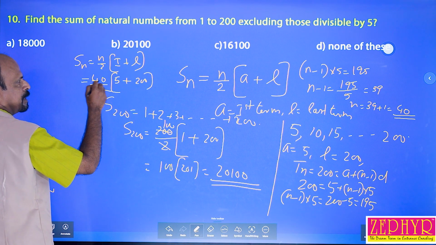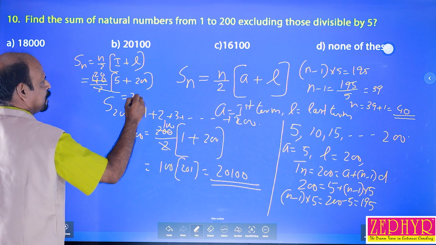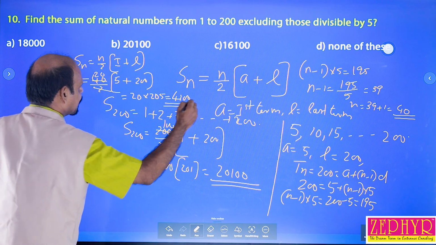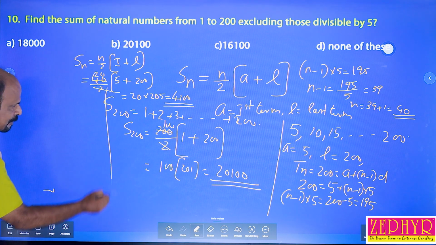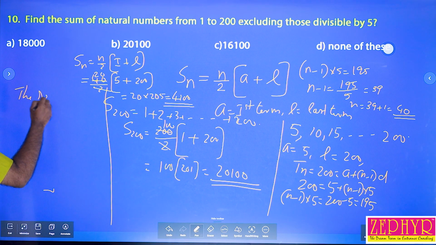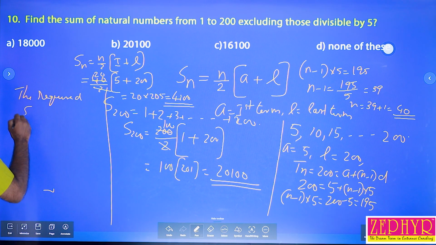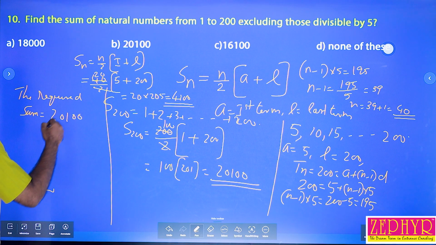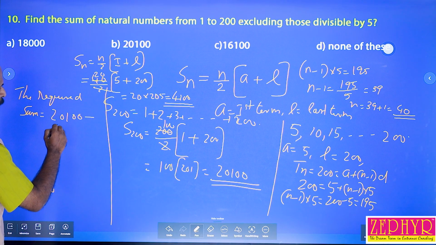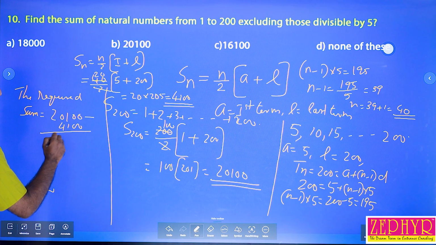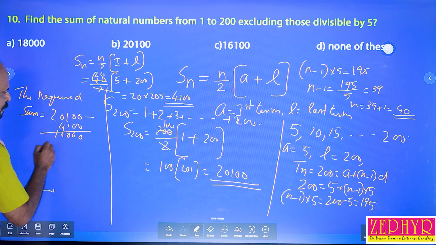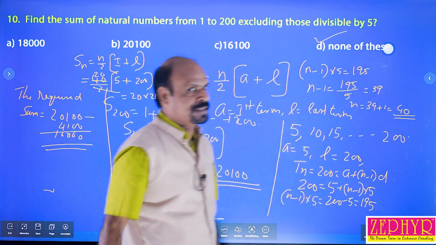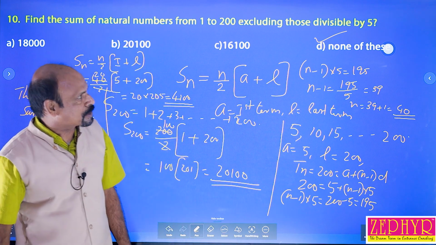40 by 2 into (first term 5 plus last term 200). So you will get 2 in 40, 20 times, 20 into 205. Multiplying this value will give 4100 as the answer. So the required sum, we have to exclude this sum from the sum of first n natural numbers, that is 20,100 minus 4,100 will give the answer 16,000. But 16,000 is not given in the options, so your correct option is D, none of these.